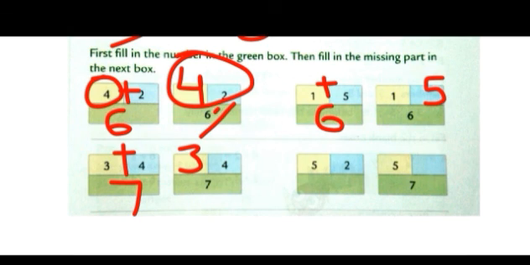Okay, see the next one. 5 and 2. 5 plus 2 is how much?